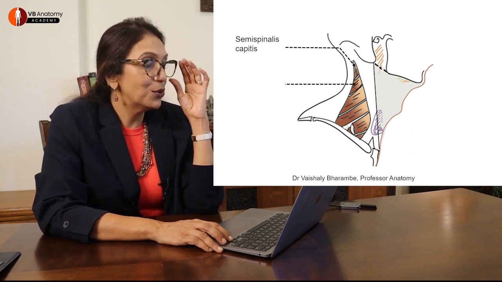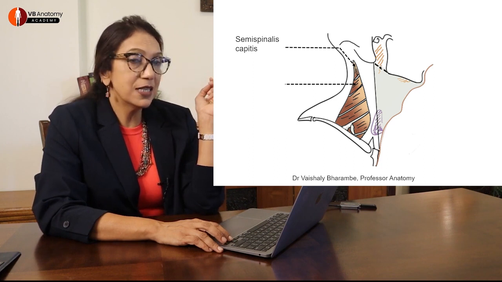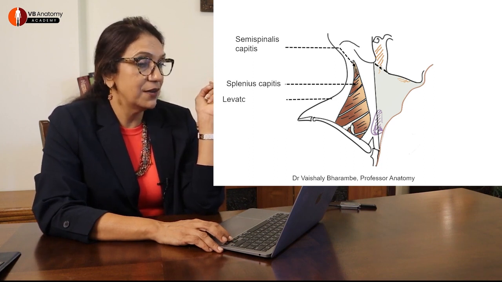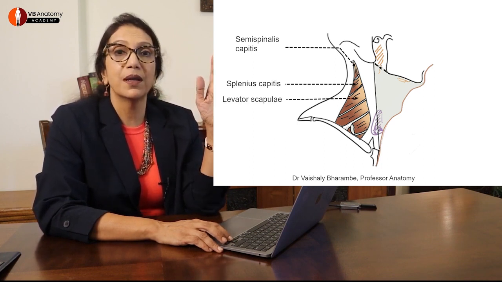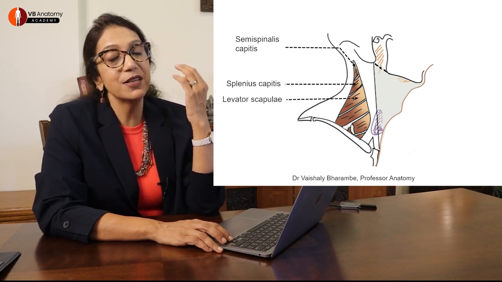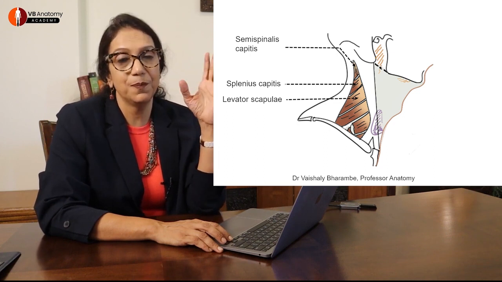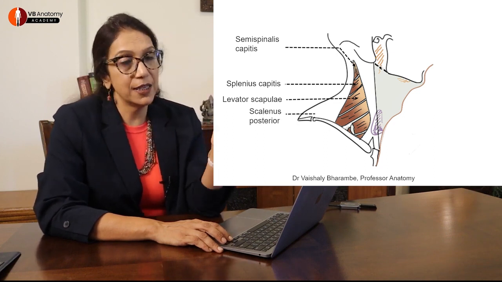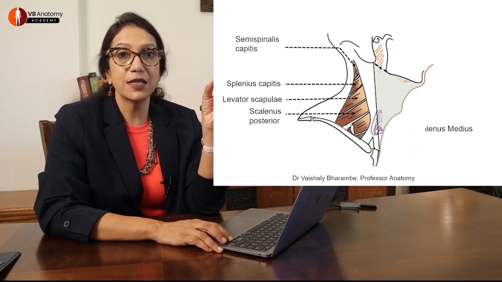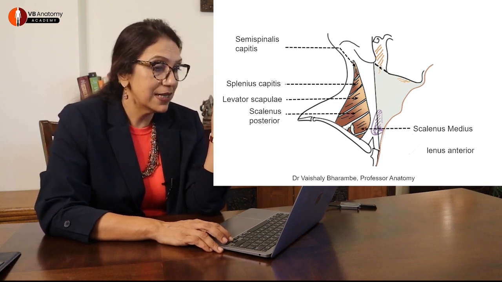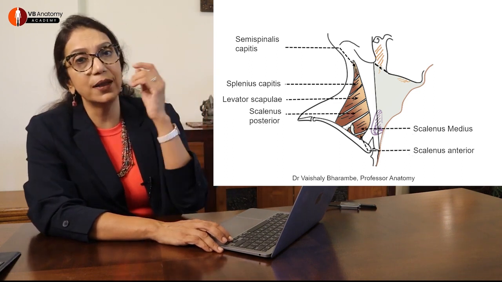Okay. So let's begin to understand them. Second muscle, splenius capitis. Third muscle, levator scapulae. Stop. Why are we stopping, ma'am? Because the next 3 muscles can be grouped together as scalenii. Scalenus posterior, scalenus medius and scalenus anterior. All one below the other.